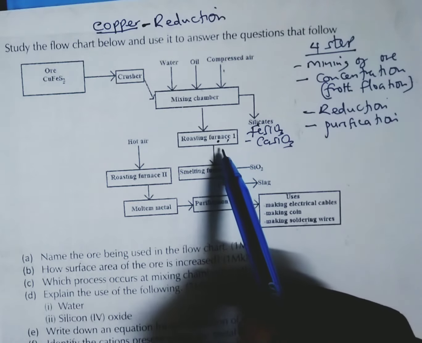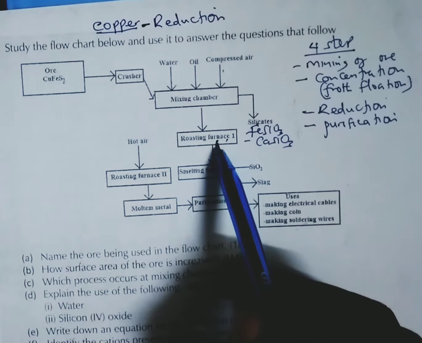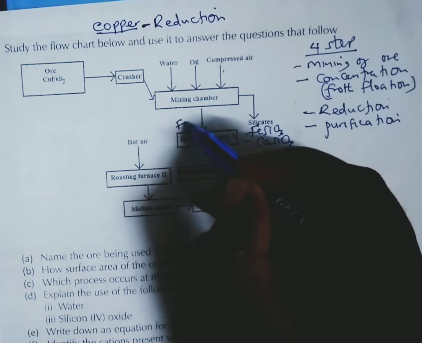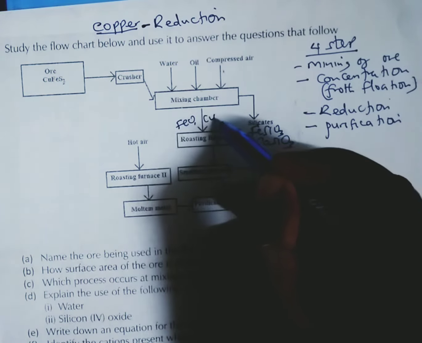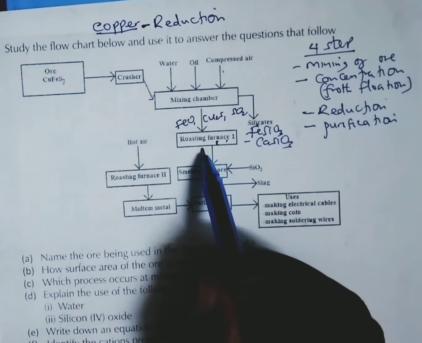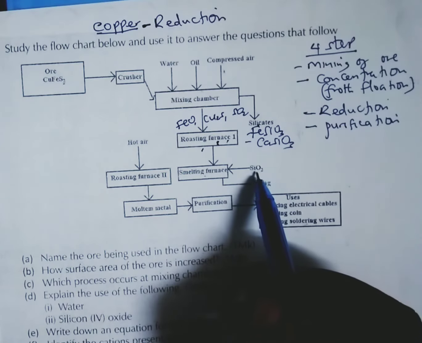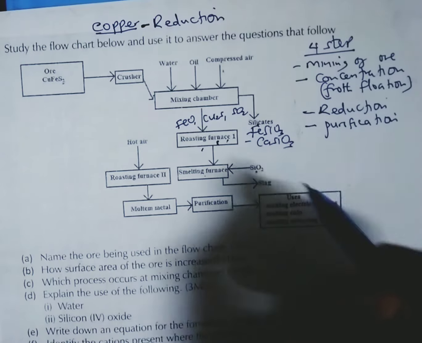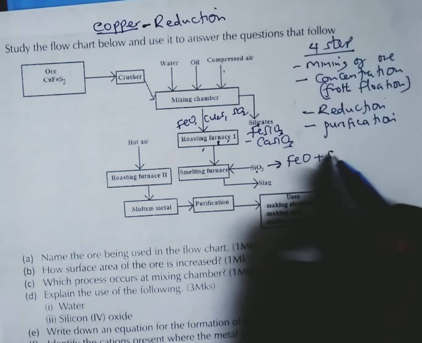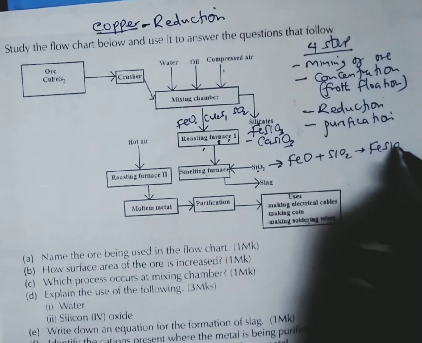We have sulfur 4 oxide gas and iron 2 oxide. Here we are going to have iron 2 oxide. We have copper 1 sulfide. We also have sulfur 4 oxide from the first roasting furnace. Then we go to the smelting furnace, where silica is added, and we have already said at this particular point iron 2 oxide will react with silica to form iron 2 silicate, which is slag.